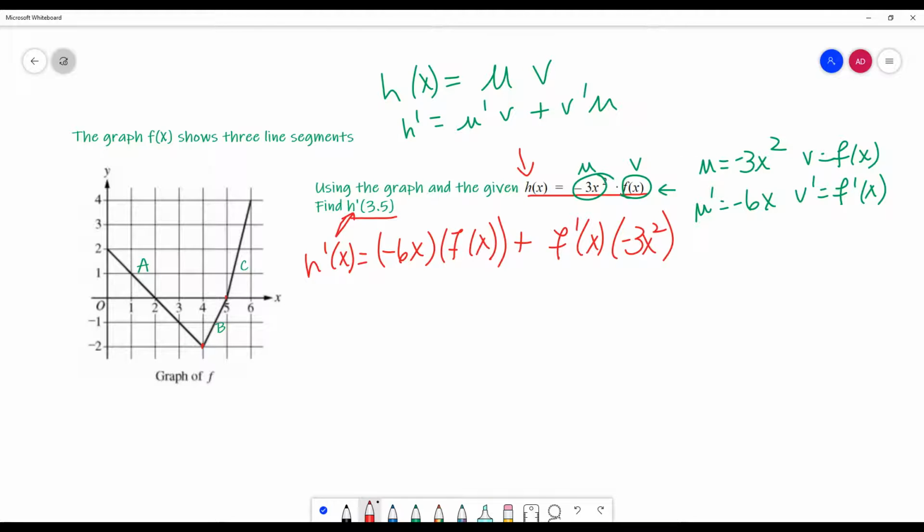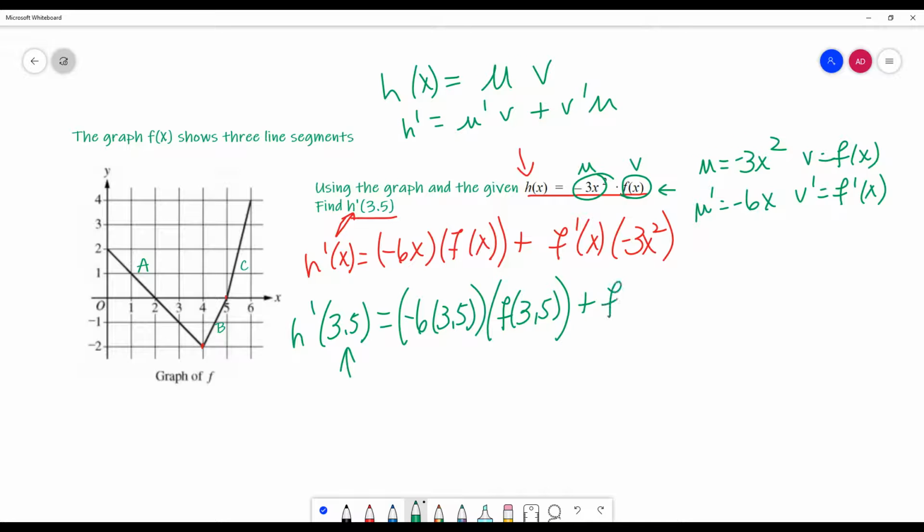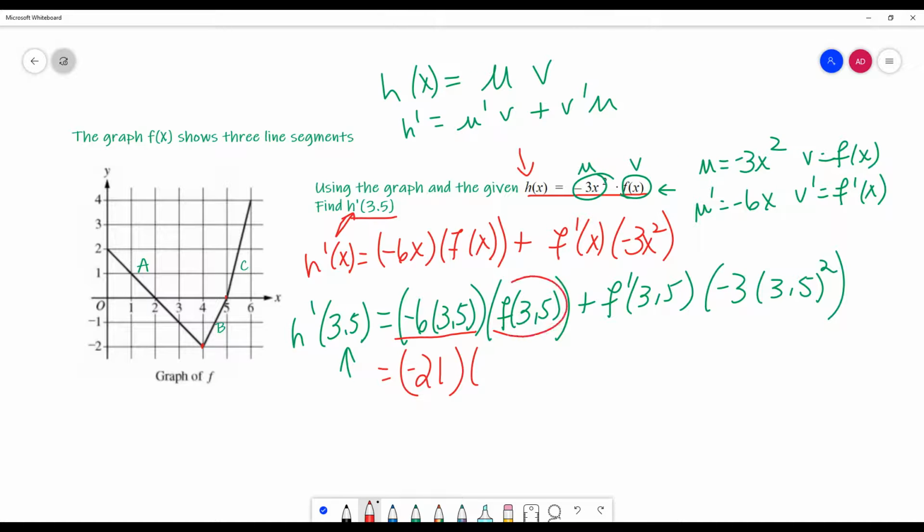Now, let's see how we can actually evaluate this derivative at 3.5. According to our algebra, way back in the day, everywhere I see an x, I'm going to plug in 3.5, because I'm substituting in for x. Now, negative 6 times 3.5, I'm sure we all can get that on a calculator, and we're going to get negative 21.